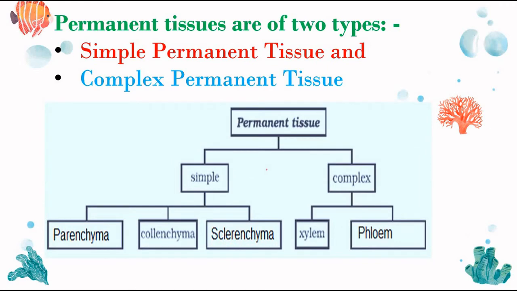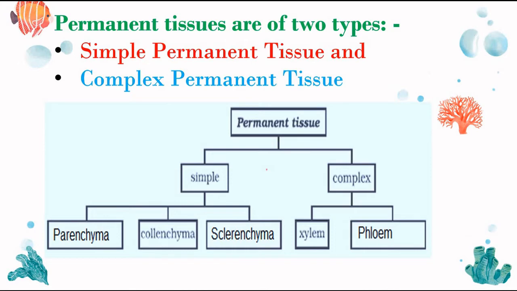So this is a mind map or flowchart of only this permanent tissue part. Here, as you can see, permanent tissue is divided into simple and complex. The simple part is divided into three main parts: parenchyma, collenchyma, and the third one, sclerenchyma. And in complex permanent tissues, we will be looking at two main things, that is xylem and phloem. So this is the basic main division of permanent tissues that we are going to see.